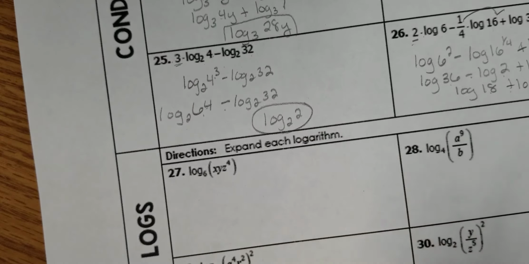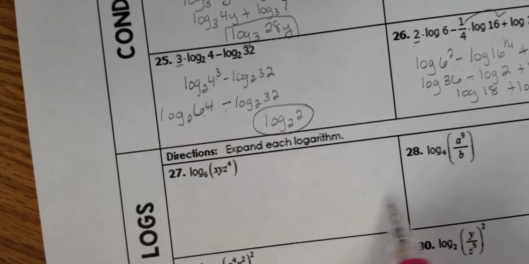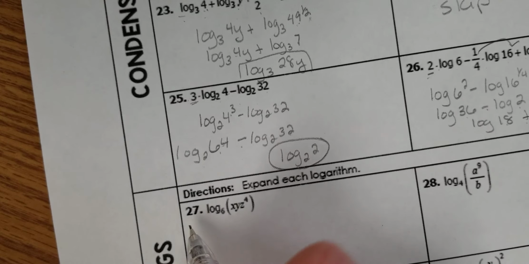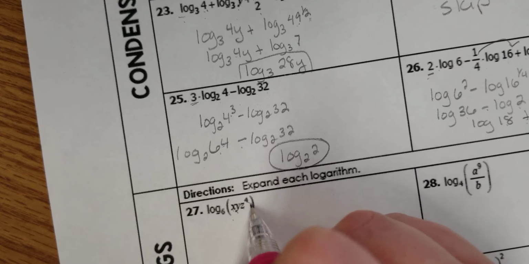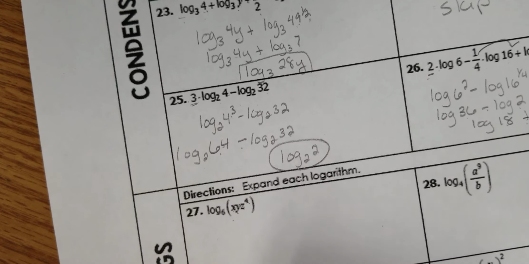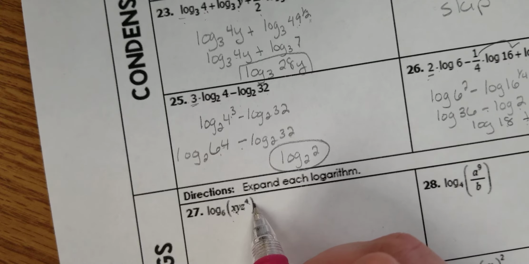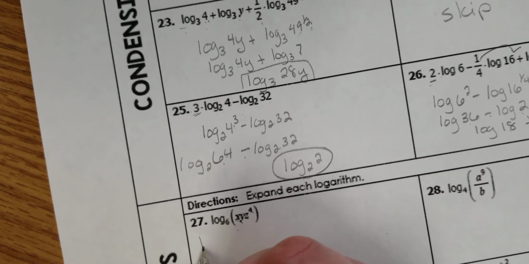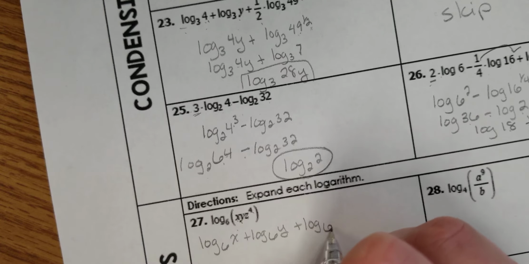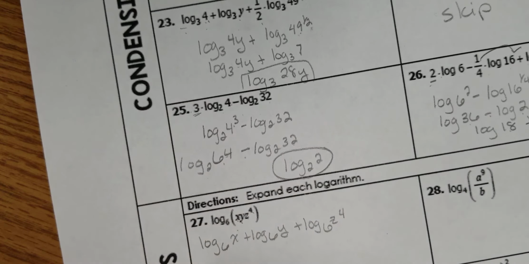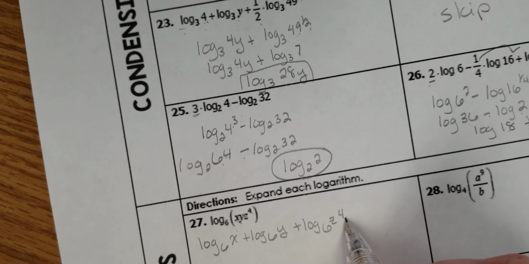All right, so now we're going to expand the next one. So we're going to start with a single log and expand it as we go. So we have log base 6 of x, y, z to the 4th power. Now each one is its own individual base, and they're all multiplied together. So we're going to use the product rule. So it becomes log base 6 of x plus log base 6 of y plus log base 6 of z to the 4th power. All right, so we're not quite done because we have the z to the 4th power.